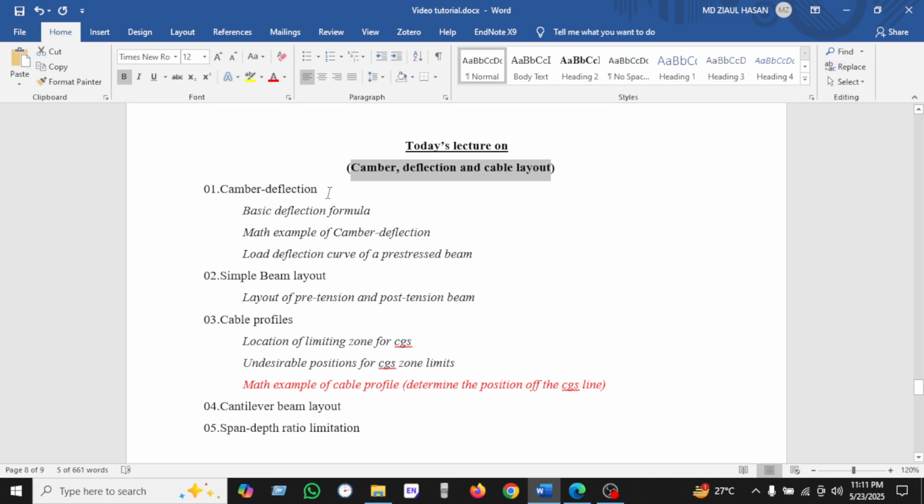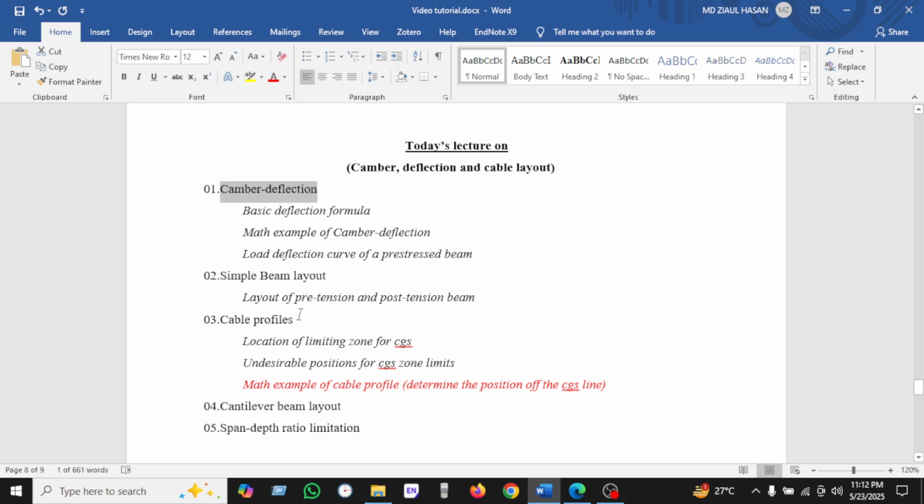The first part will cover camber deflection, including the basic deflection formula, then a math example of camber deflection, and then the load deflection curve of a prestressed beam. The second part is simple beam layout, which covers the layout of pre-tension and post-tension beams.